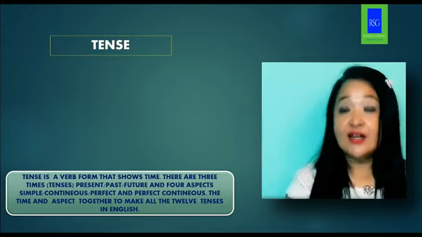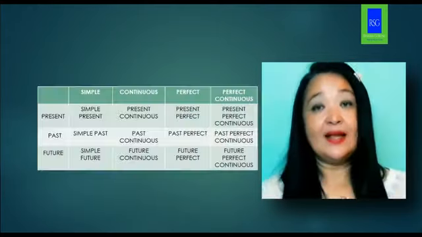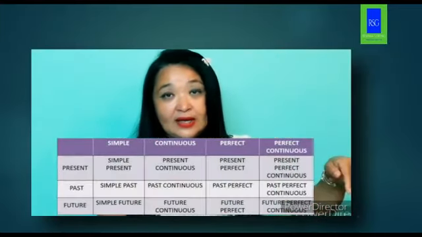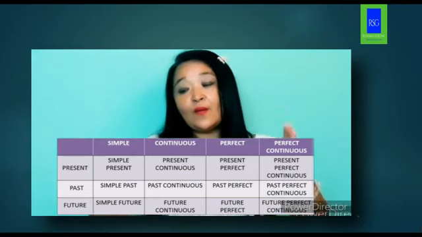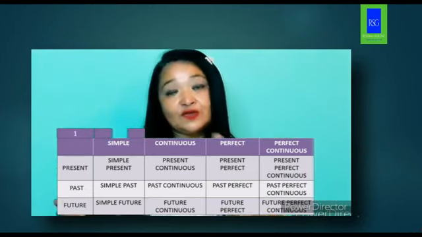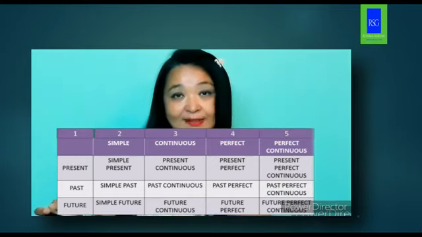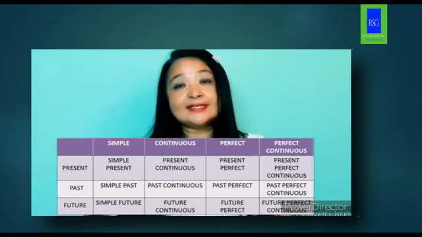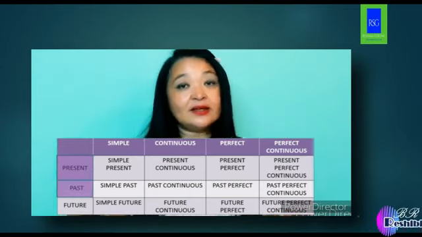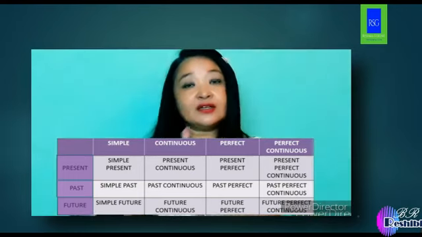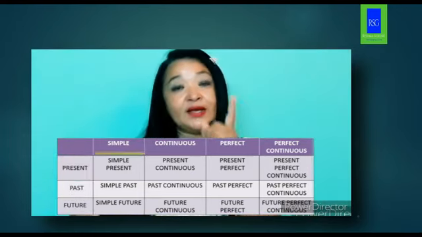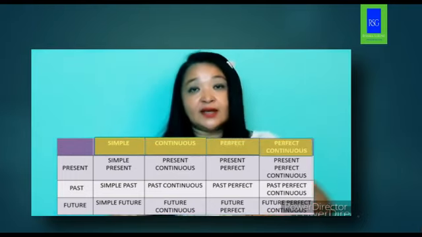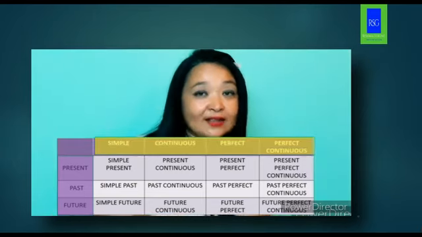I'll try to explain this with the help of a table. Let's look at the table. Can you see the table here? I've divided the table into 5 columns and 4 rows. In the first column you will see the tenses, that is present, past and the future. Then on the next 4 columns you will see on the top simple, continuous, perfect and perfect continuous. So these 3 are the tenses and these 4 are the aspects.